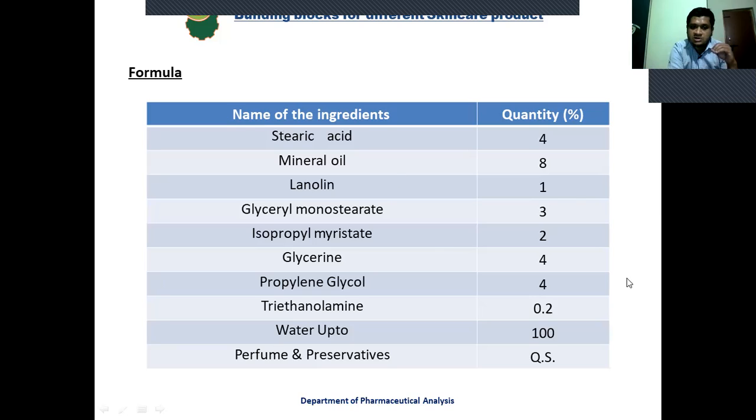Okay, so this is the particular formula of a moisturizing cream. Here I'll stop. Next class we'll discuss another type of cream.